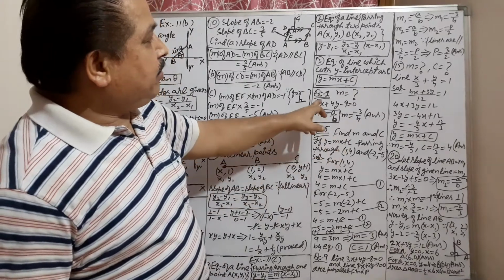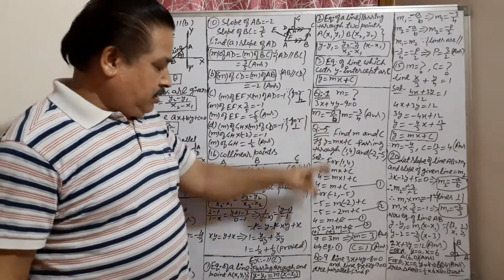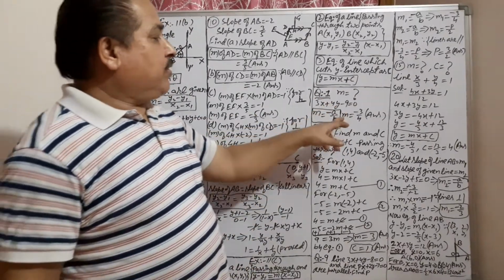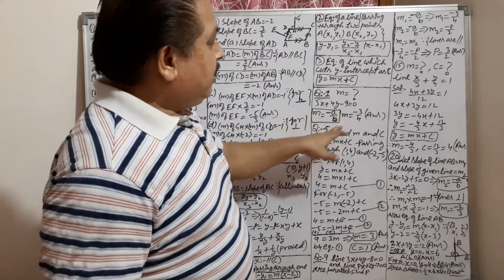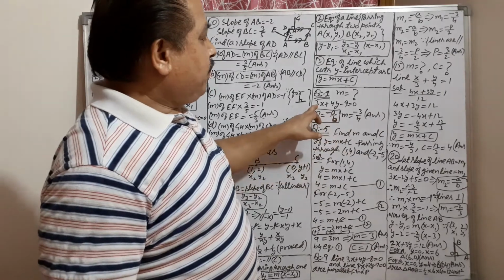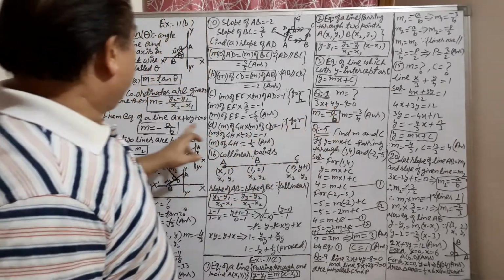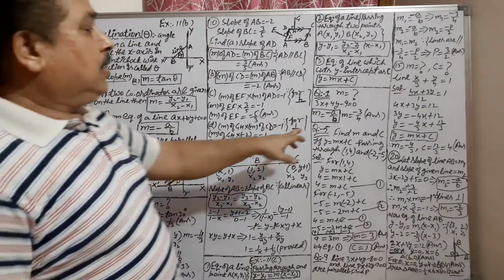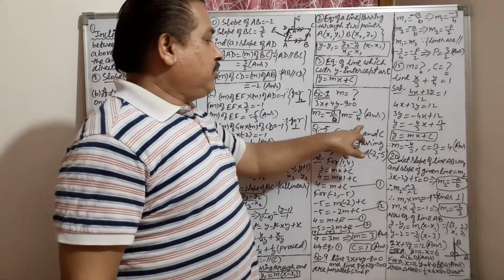Now see question number 1. Start exercise 11C question 1. Equation of a line is given. From this equation, get the slope. Slope formula is x coefficient upon y coefficient, see here, this one with minus sign. So the answer will be this.